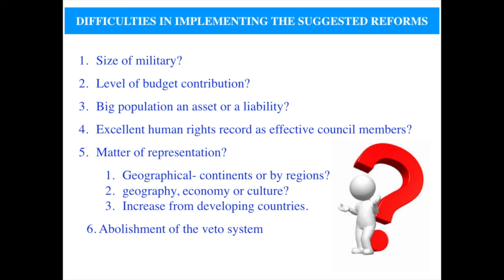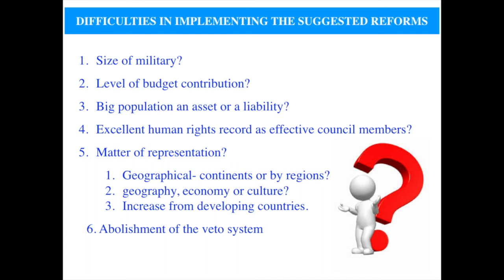Now, if respect for democracy and human rights was the criteria, then countries with excellent records would be in line to be members. But would they be effective as council members? That's a question. Okay. And what about China? Being one of the permanent members, it neither respects human rights nor respects democracy. We all know that it has a very bad human rights record. So that's again another question.